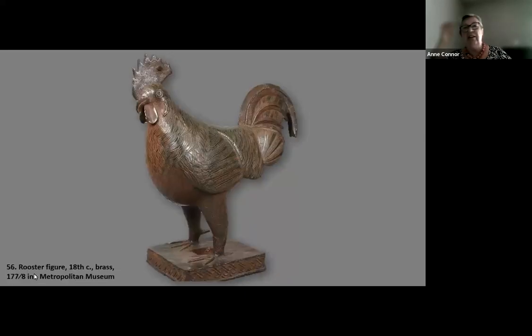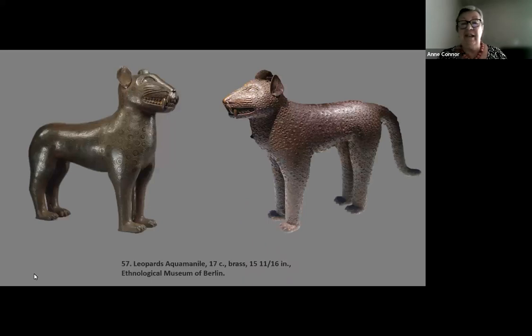They also did animals. This is a rooster figure that's decoration for the palace. Or these leopards, aquamanil. So these were holding water and would be used to pour water in special ceremonies. They're not very large. It's about 15 inches long.